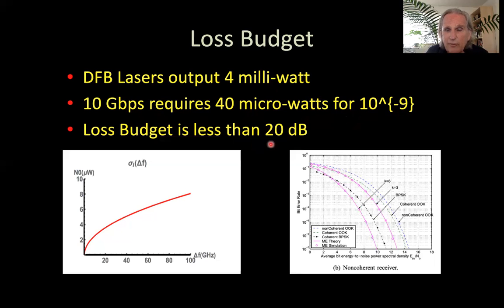So that gives us a loss budget of like 20 dB, a factor of 100. And I'll demonstrate here that that's small. The reason I go through this with such detail is that the same loss budget is going to be true, because we're using the same sources and the same detectors. The same loss budget is going to go over to silicon photonics. In silicon photonics, there's going to be more loss per connector.